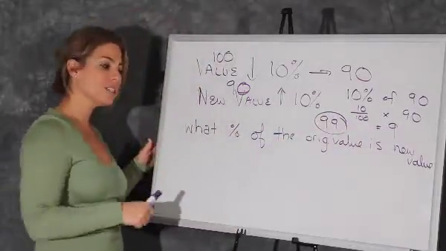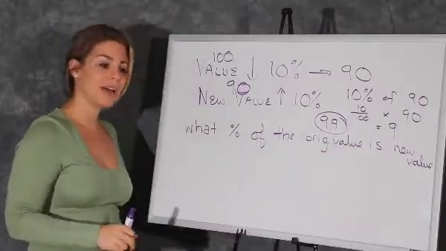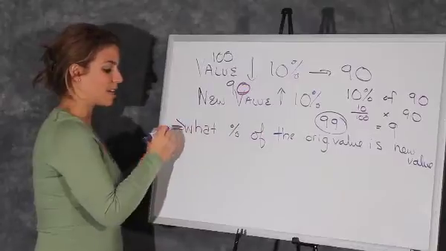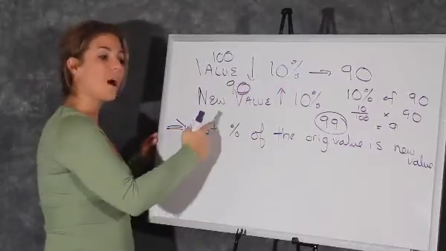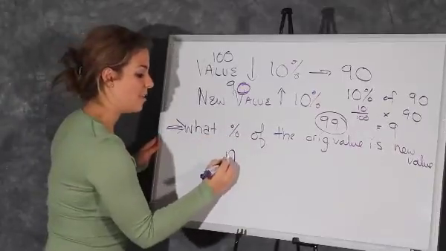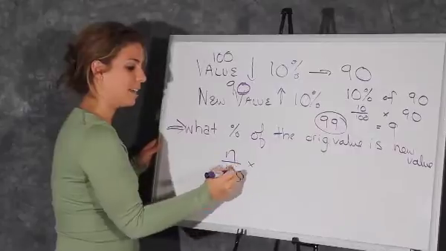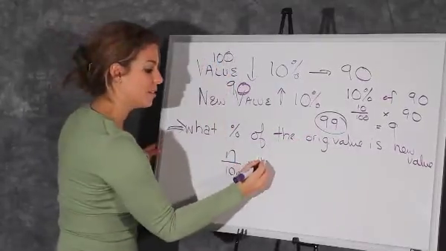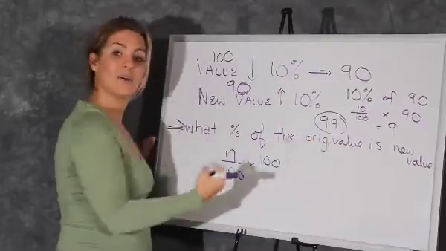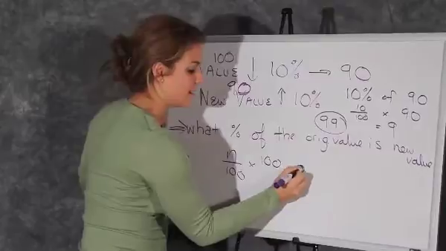So now our question says, what percent of the original value is the new value? This is a straight percent translation. So if you remember back to arithmetic, what percent is just n over 100, of is multiply, the original value, we remember, is 100, is always is equals, and the new value is 99.